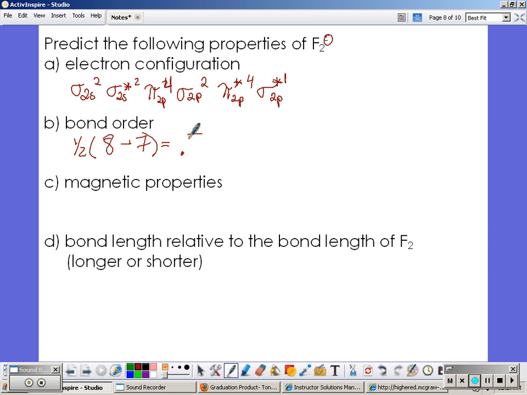Fractions are okay. So the magnetic properties, is this paramagnetic or diamagnetic? Because I have a lone electron, this is going to be paramagnetic. I have an unpaired electron. So is the bond length longer or shorter than for F2? Well, the bond order is less, and since the bond order is less, F2 minus is weaker, which means the bond length is longer.